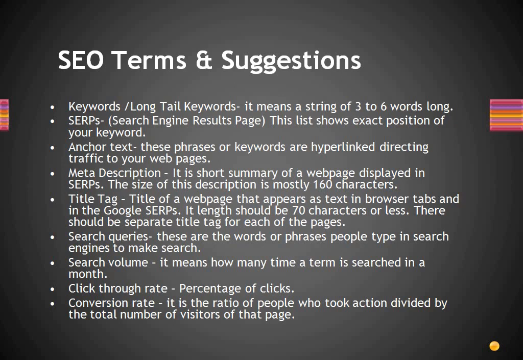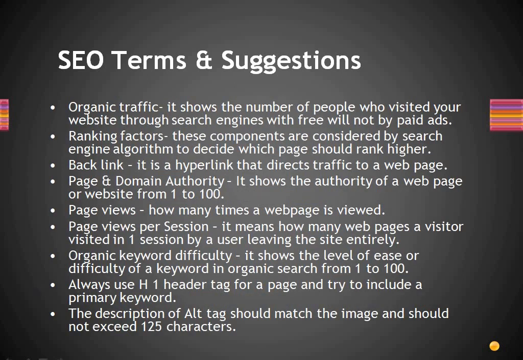Conversion rate. It is the ratio of people who took action divided by the total number of visitors of that page. Organic traffic. It shows the number of people who visited your website through search engines with free will, not by paid ads. Ranking factors. These components are considered by search engine algorithm to decide which page should rank higher. Backlink. It's a hyperlink that directs traffic to a web page. Page and domain authority. It shows the authority of a page or website from 1 to 100.